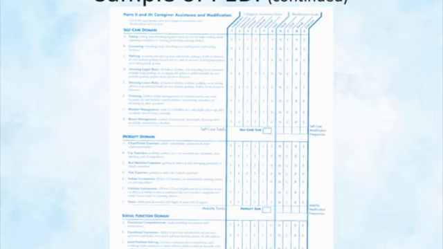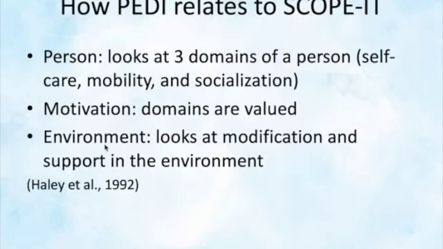or extensive. So like I said, this is just cool because it looks at how things such as a wheelchair can impact someone's mobility, and make the child more successful in their environment. The PD relates to Scope It decently well too. So it looks at the person by looking at 3 domains of a person, including self-care, mobility, and socialization.